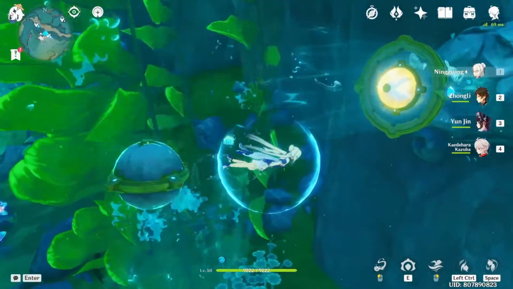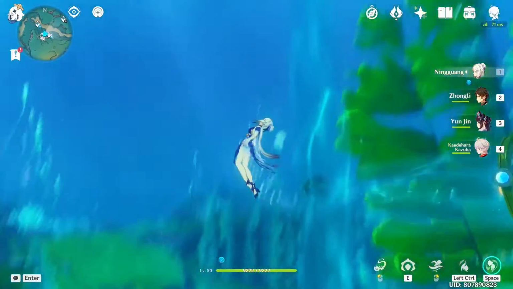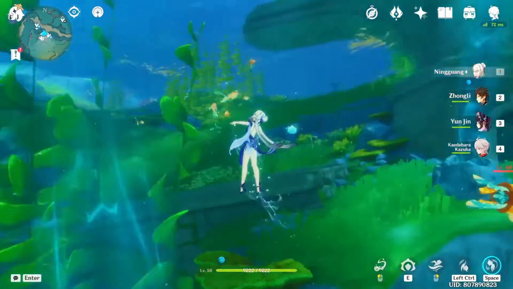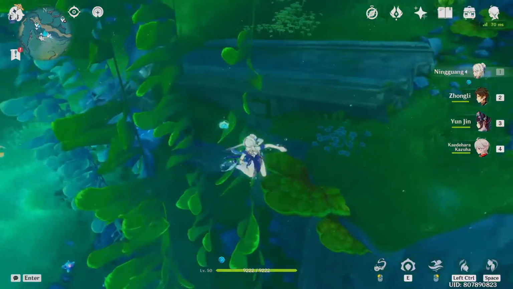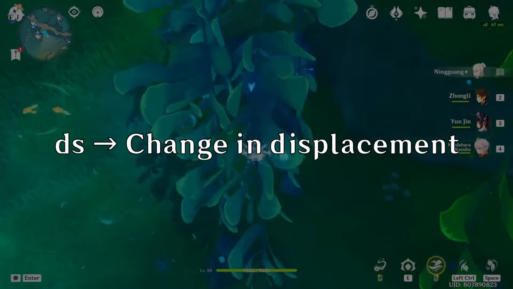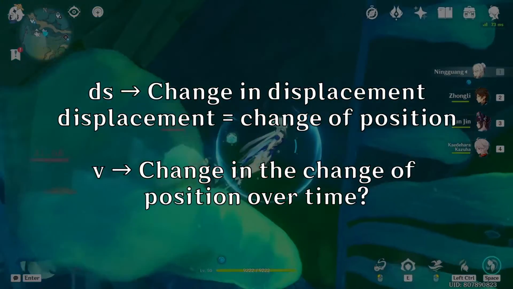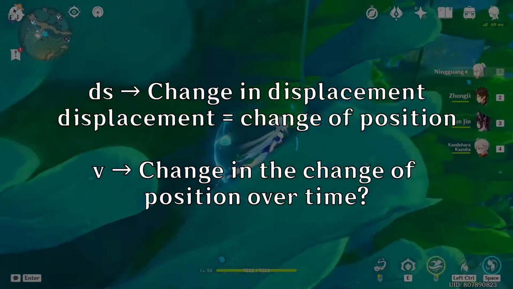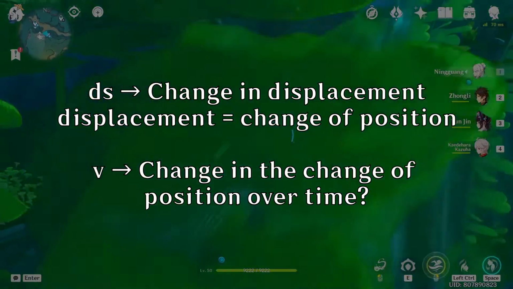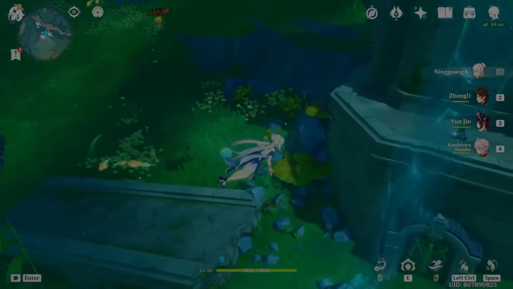This means that it quantifies how much displacement occurs over a short period of time. We can also interpret this as the change in position over time. They end up being mathematically equal to each other. Typically with derivatives, we would associate ds as a change in displacement. However, this makes things weird. With ds being a change in displacement, velocity becomes the change of position over time. This statement doesn't exactly make sense.